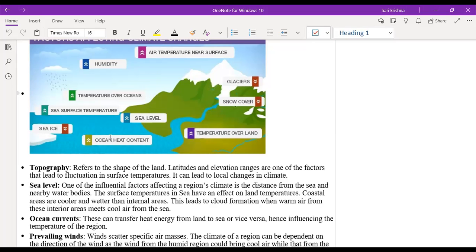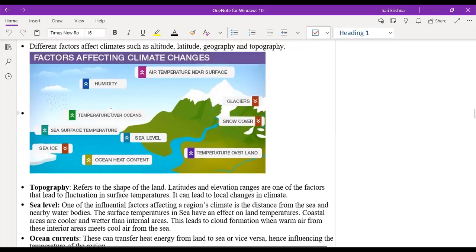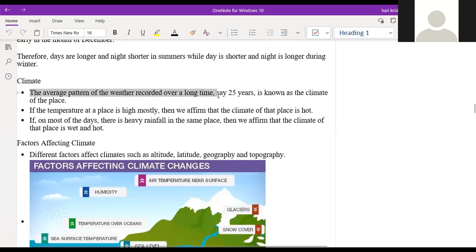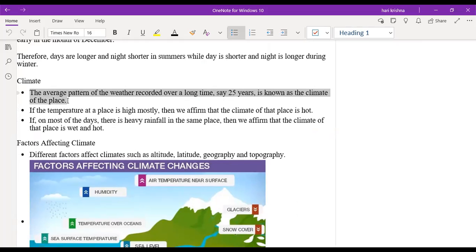Very good. See, weather is day-to-day. It will change within 1 hour or 2 hours also. But climate is not like that. Climate is the average weather conditions of a particular place over around 25 years. The average pattern of the weather recorded over a longer time, you can say 25 years or 30 years, is known as the climate of that place.